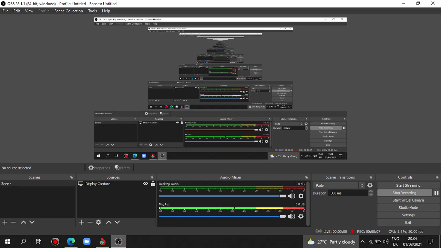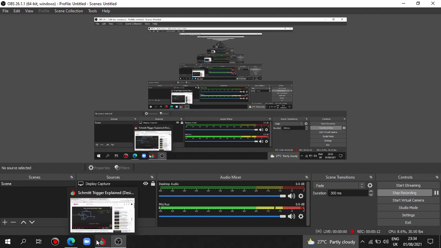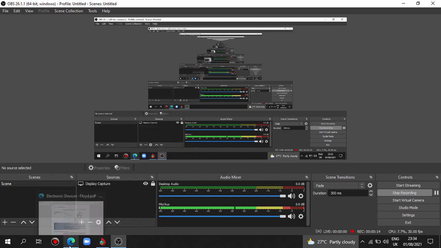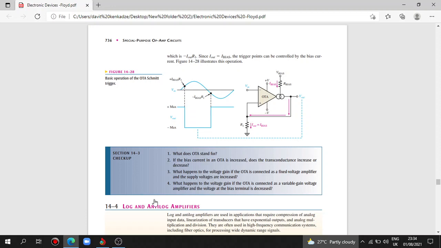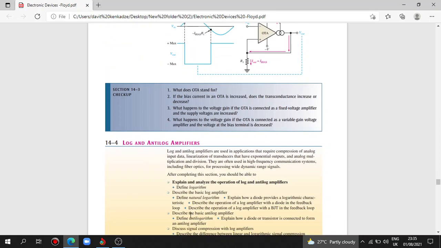On the last session we had op-amps from Floyd, and we didn't cover our log and anti-log amplifiers. Okay, so let's go through. Log and anti-log amplifiers are used in applications that require compression of analog input data, linearization of transducers that have exponential outputs, and analog multiplication and division.